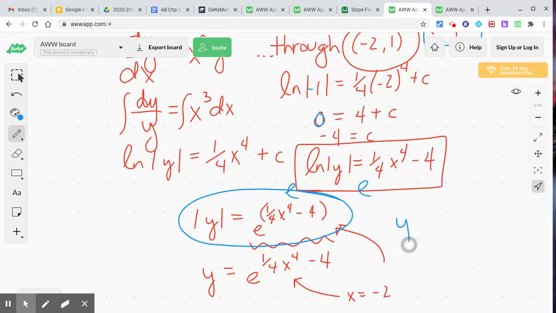So my final answer for this case is going to have to be y equals -e to the 1/4 x to the 4th minus 4. I'm going to have to deal with that absolute value. And when I drop that absolute value off, I'm going to have to address whether I want the right side of my equation to be positive or negative. So here again, the initial condition, that initial point, is going to dictate how my function ends up.